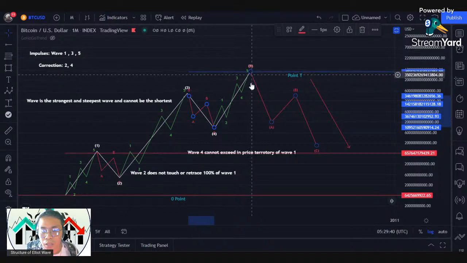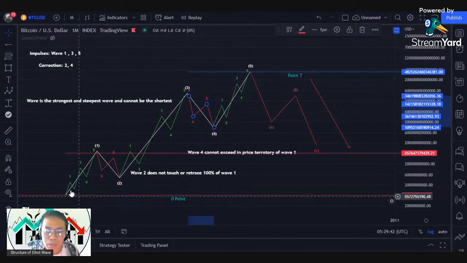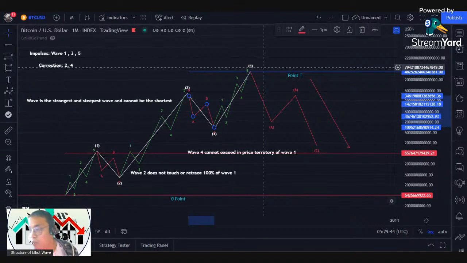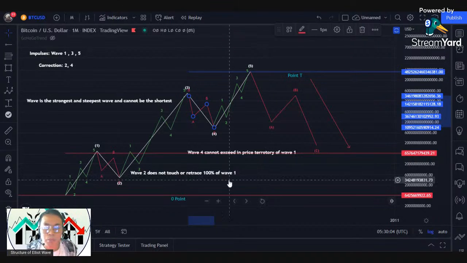For example, we are now in wave 5. We have had a good run in the global market, in Forex, crypto, Bitcoin, gold, silver, etc. Now we are looking for a short. What we call short is a downtrend. What some others call long is for the uptrend. Short is for the downtrend.